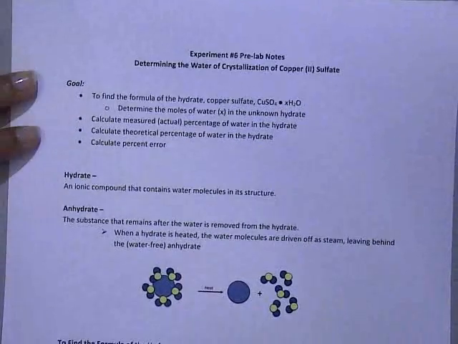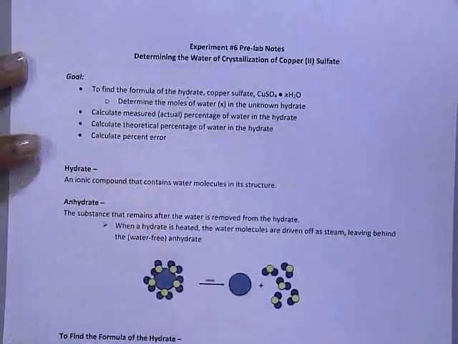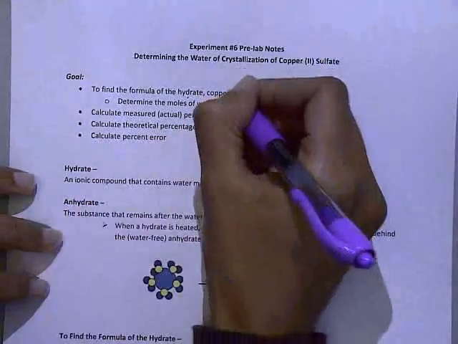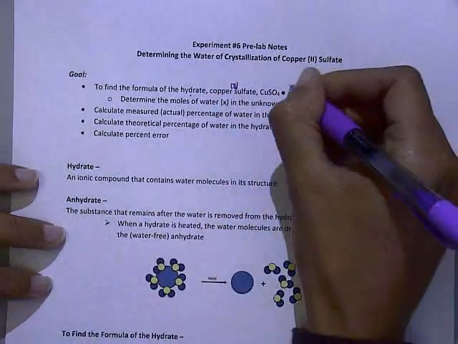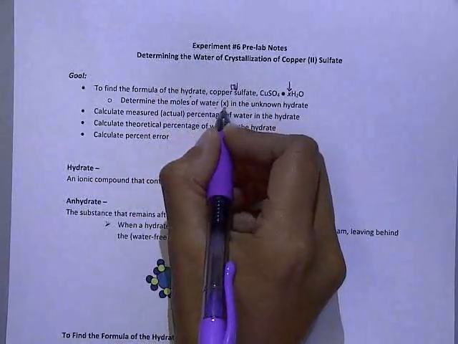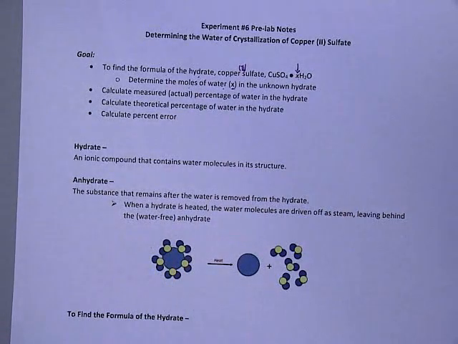So we have a few overall goals for this week's lab. The first goal is to find the formula of the hydrate, and we'll define what a hydrate means momentarily. The hydrate you'll be working with in this lab is copper(II) sulfate. We don't know what X is, and the goal of this lab is to determine the moles of water, X, in this formula of the unknown hydrate.